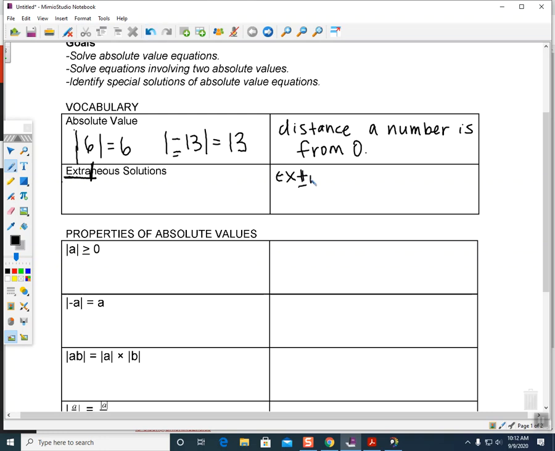extra solution that does not work when substituting. So when I plug my answer back into my equation, it does not work. It's an extraneous solution, it's extra, it doesn't work.